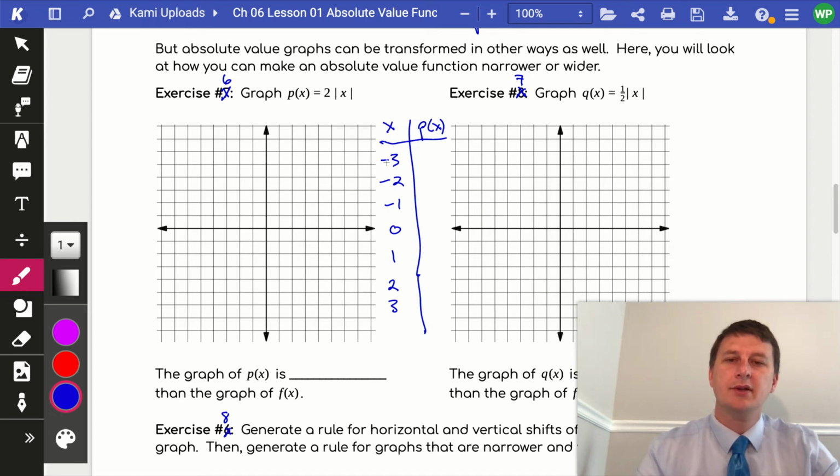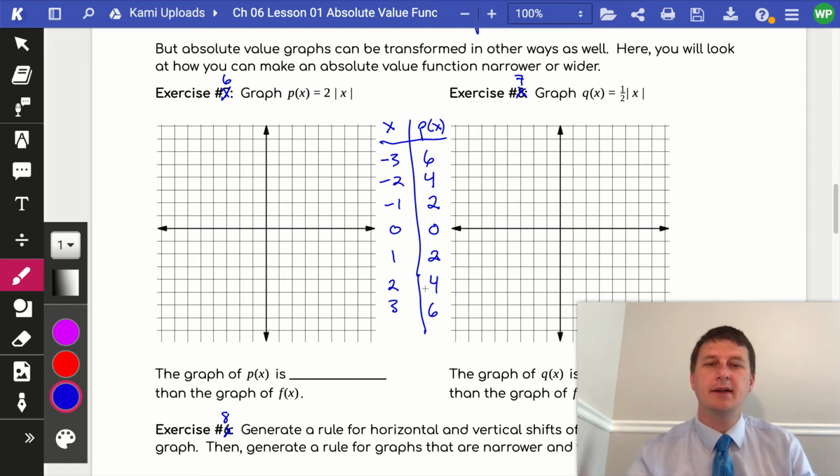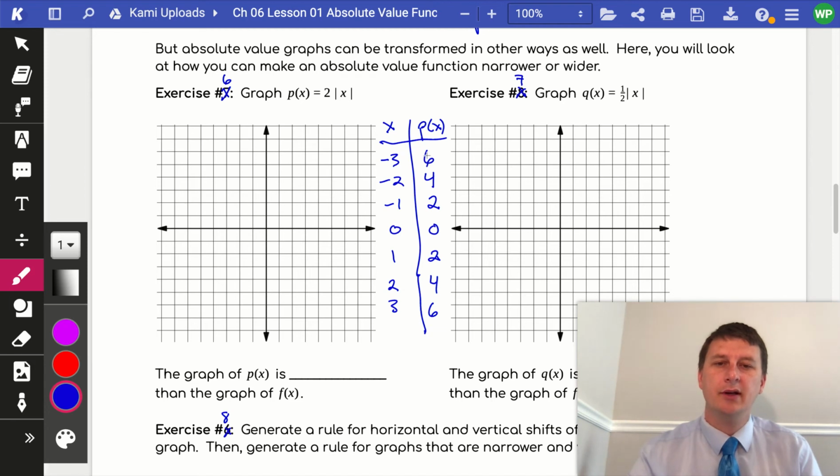So the absolute value of -3 is +3 times 2 will give us 6. The absolute value of -2 is +2 times 2 will give us 4. The absolute value of -1 is +1 times 2 will give us 2. The absolute value of 0 is 0 times 2 is 0. The absolute value of +1 is +1 times 2, which is 2, and there you start to see your y values repeating. 2 times 2 will give you 4, and the absolute value of 3 times 2 will give you 6. So again, there you have your y values repeating, and we are going to graph these on this grid right here.